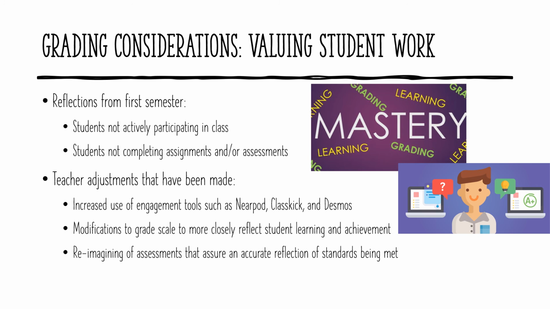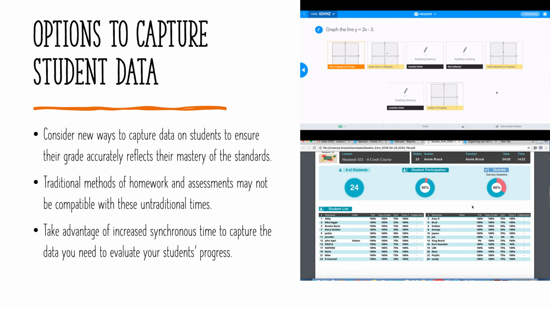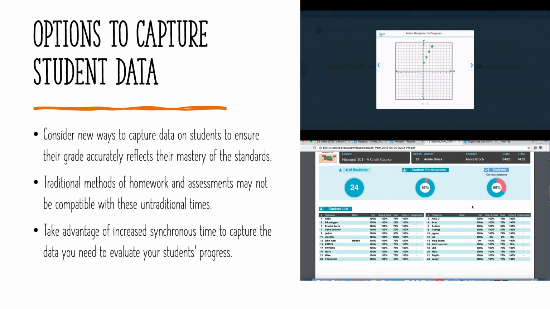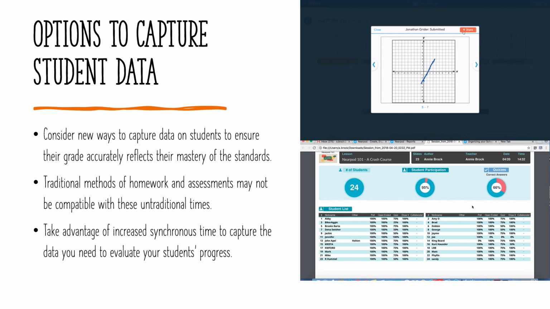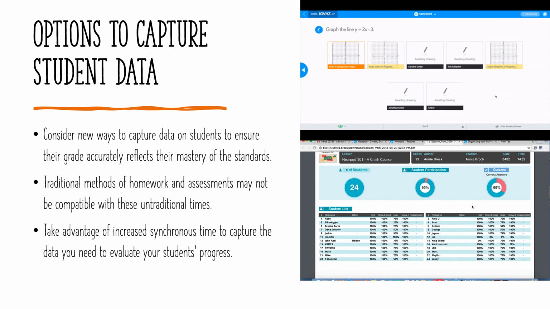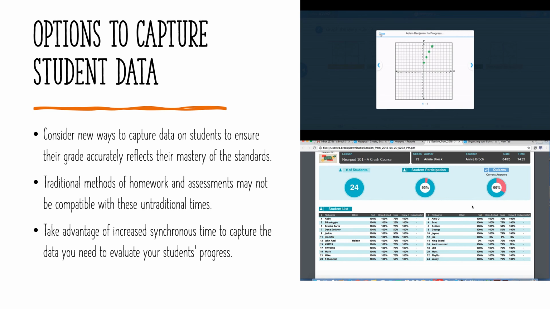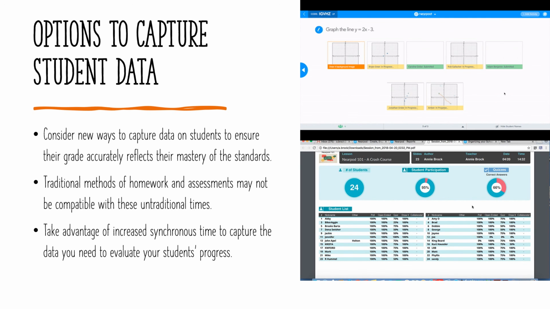Let's take what we learned from last semester and prepare for a new semester. Some challenges last semester included lack of participation in class and on assignments and tests. Some adjustments teachers have tried include the use of engaging platforms, modification to grade scales, and reimagining of assignments and assessments. We want to ensure our grades accurately reflect student mastery of standards. Consider some new ways to capture data on this, as traditional methods may not be compatible with these untraditional times. Take advantage of increased synchronous time to capture the data you need to evaluate your students' progress.